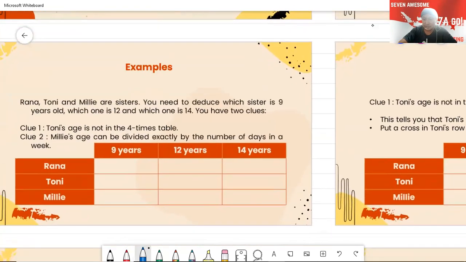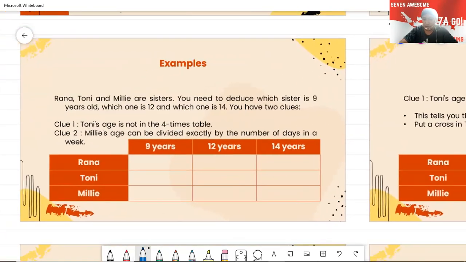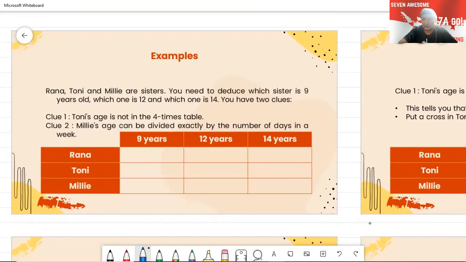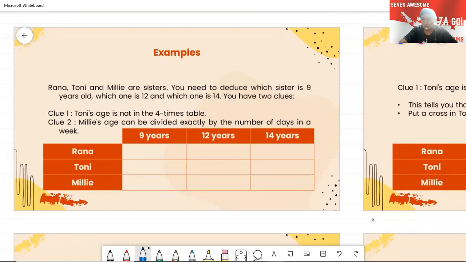Now, here is the example. Rana, Tony, and Millie are sisters. You need to conclude which sister is 9 years old, which one is 12, and which one is 14. You have two clues. Tony's age is not in the 4 times table. Millie's age can be divided exactly by the number of days in a week.